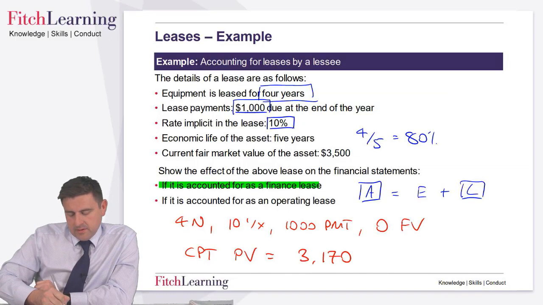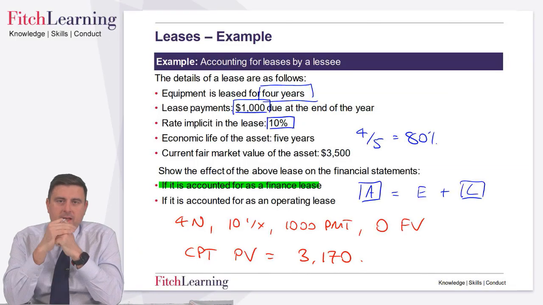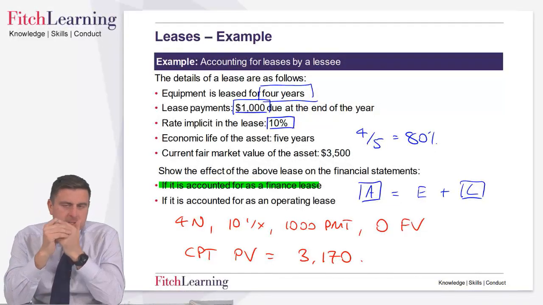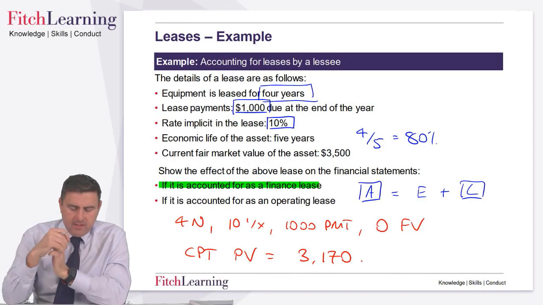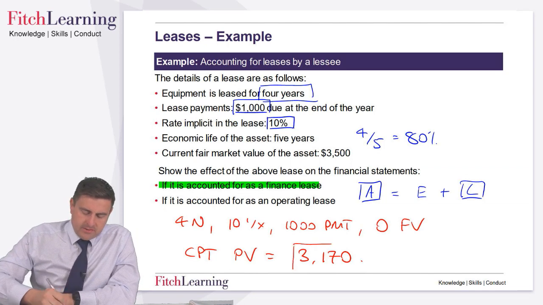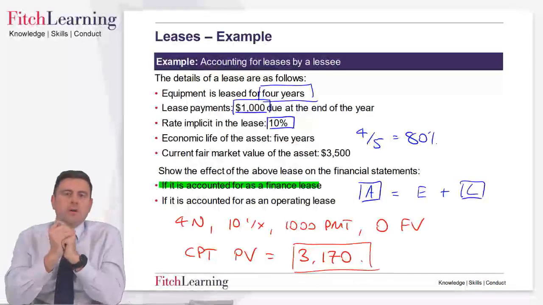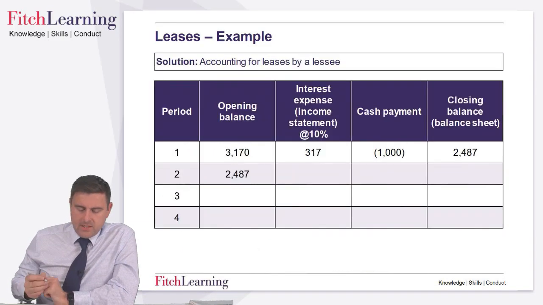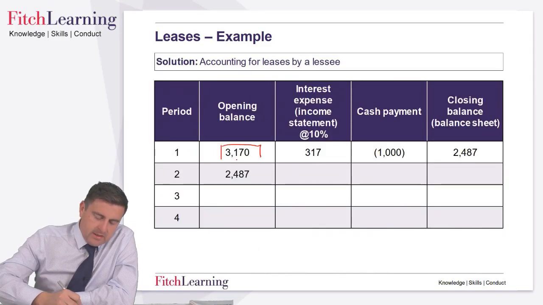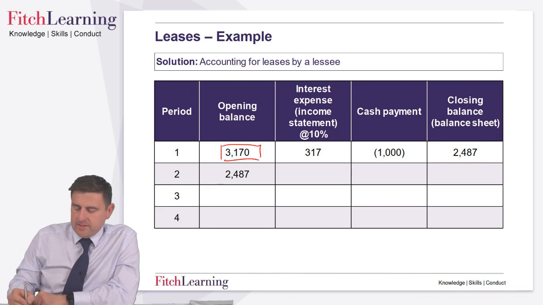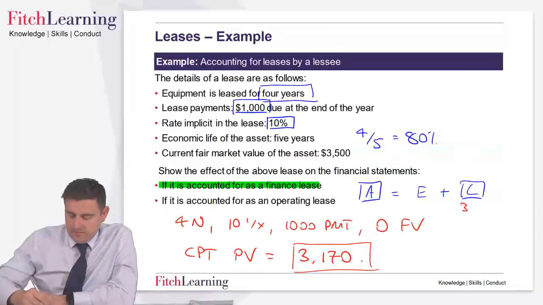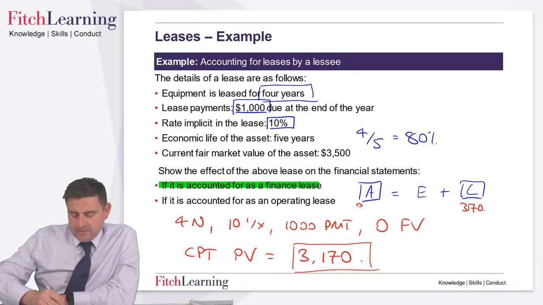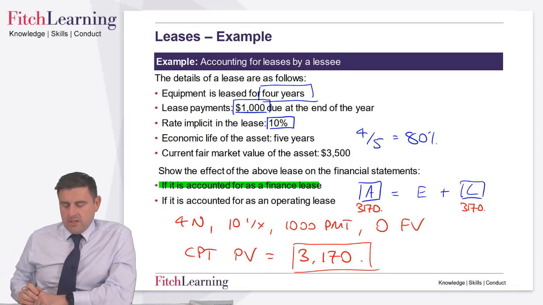You'll find 3,170. All right. Now, the last couple of bits I'll just show you very quickly: if that therefore represents the present value of your lease payments, then we go to an amortization table. That 3,170 now sits as a liability, 3,170 in the balance sheet, lease payable, and you're going to have an asset which is 3,170 as PP&E.